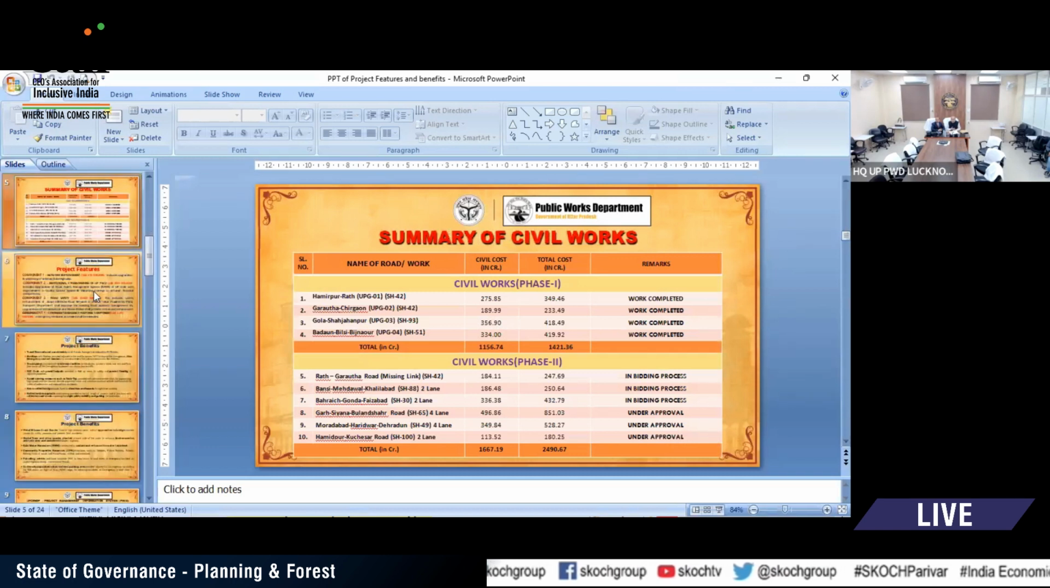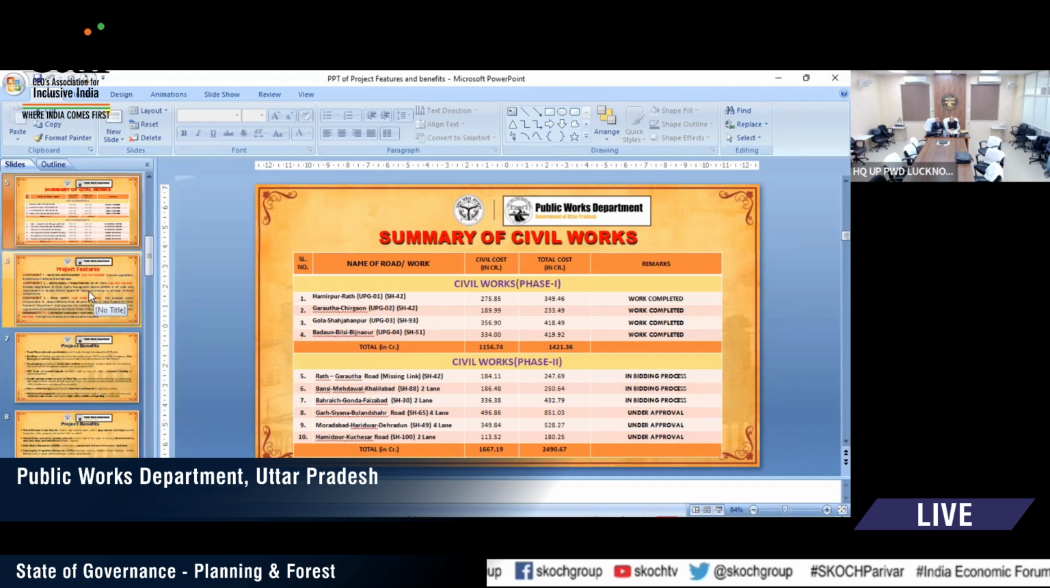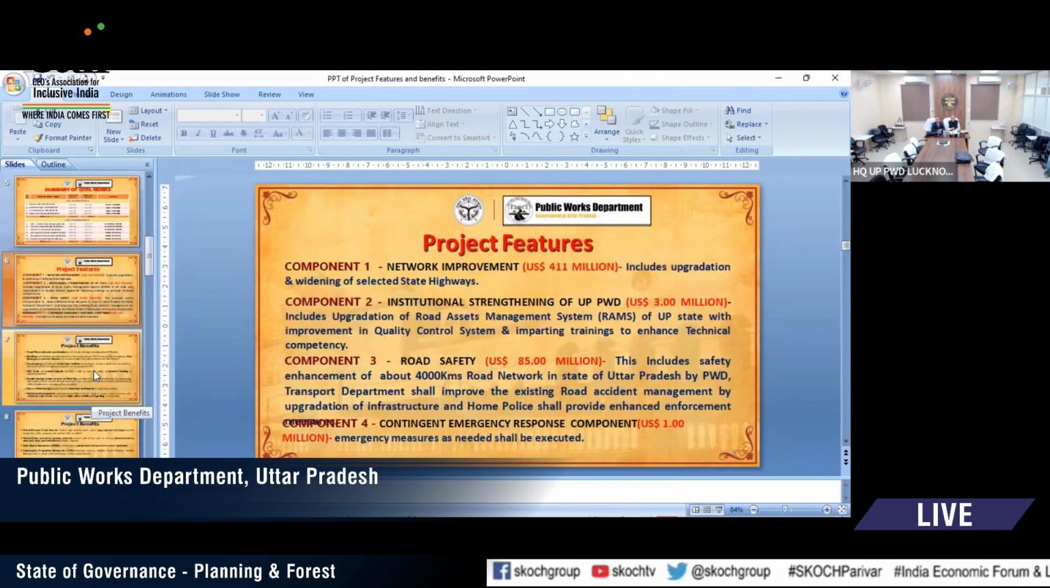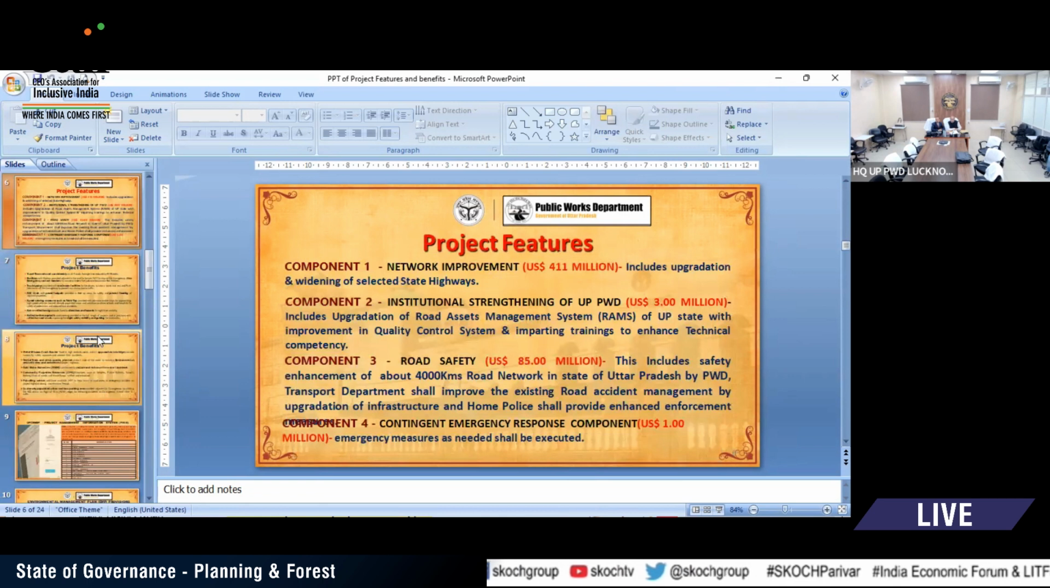These are the 4 roads we have completed, and 6 roads in the pipeline will be completed by June 25. Next. These are the main project features which I want to focus on, because apart from the network improvement, that means the road infrastructure which we are improving, we have built in the institutional strengthening of PWD by upgrading the road asset management system. And further, we have got a road safety component also.